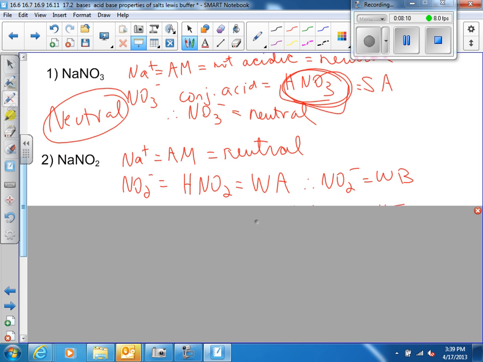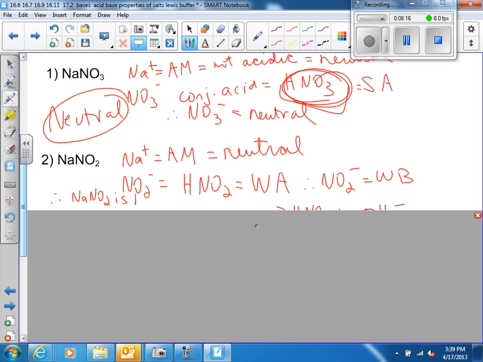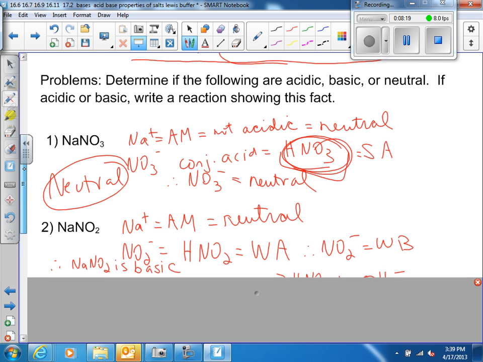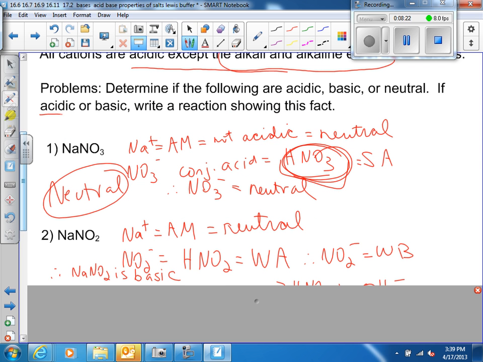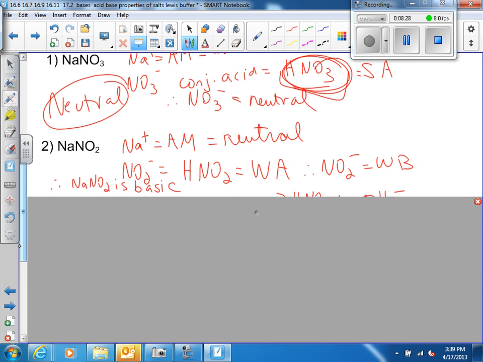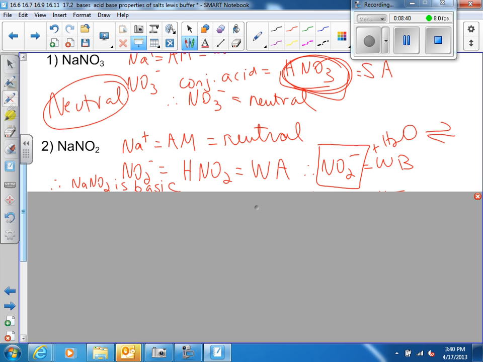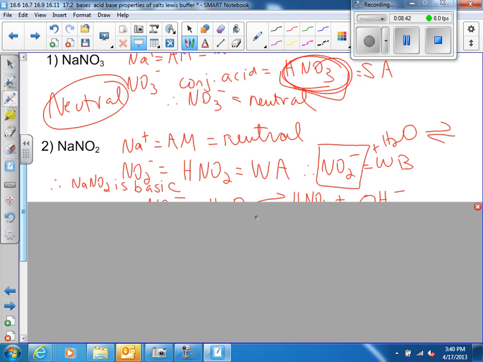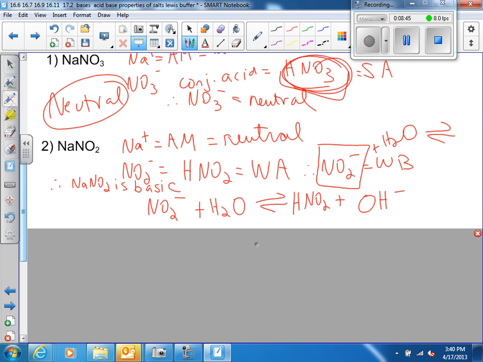Therefore, NaNO2 is basic. Now, did I tell you to write a reaction? Yes. If the salt is acidic or basic, write a reaction showing this. When you write a reaction, you take whatever was acidic or basic, you add water to it, and you figure out what you're going to form. So I want you to pause and think about it, try to figure it out. And here's your answer. You get the conjugate acid and hydroxide when you have a weak base.